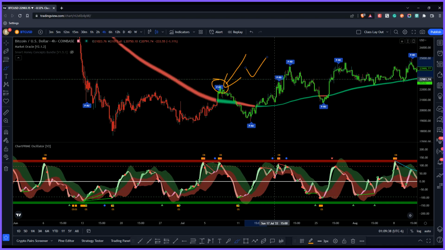Why is that? Because my oscillator is a bundle indicator which gives me a ton of information. It gives me momentum. It gives me divergences. It gives me squeeze momentum. It gives me overbought, oversold, reversal, peak seeker, zero line. I mean, it's just insane how much information I can get out of my oscillator.